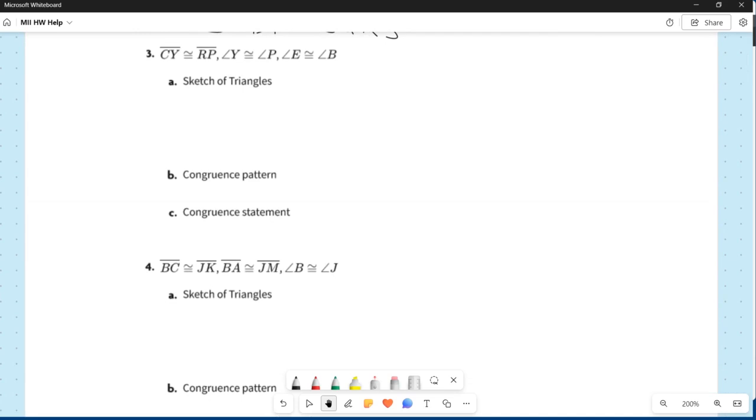Question number 3. For 3, we are told that side CY is congruent to side RP. We're told that angle Y is congruent to angle P, and we're told that angle E is congruent to angle B. This time, maybe I'll go with a quote-unquote upside down triangle. Again, whatever the triangle looks like, it doesn't matter too much, as long as each sketch is roughly the same.